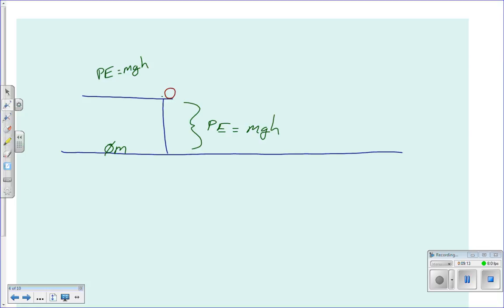Okay? If we lifted the object up to this other height, that would just give it even more potential energy because now the height is even larger. I'll draw a bigger H to show that it's a larger height. I'll make the P and the E bigger also because now it has more potential energy. All right, I think you get the idea there.